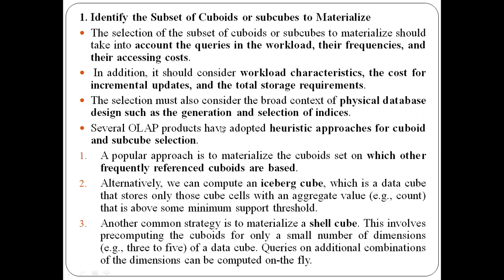And then we have got some heuristic approaches for cube selection. The first one, which I mentioned, is that if the other cuboids are based on the current cuboid, that is, if the current cuboid is frequently referenced, then we can choose to materialize it. The second thing is the iceberg cube. An iceberg cube is a data cube that will be storing only the aggregated values of the data sets which are above the user-specified threshold. So the user will be giving some threshold.